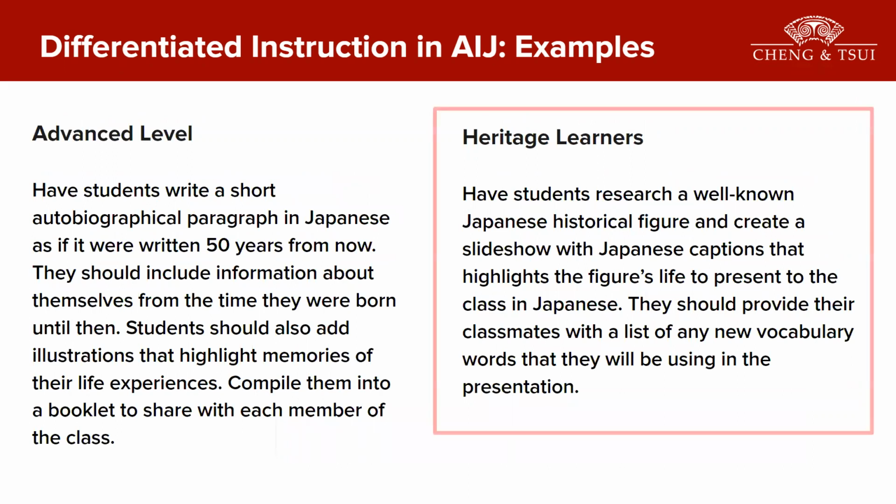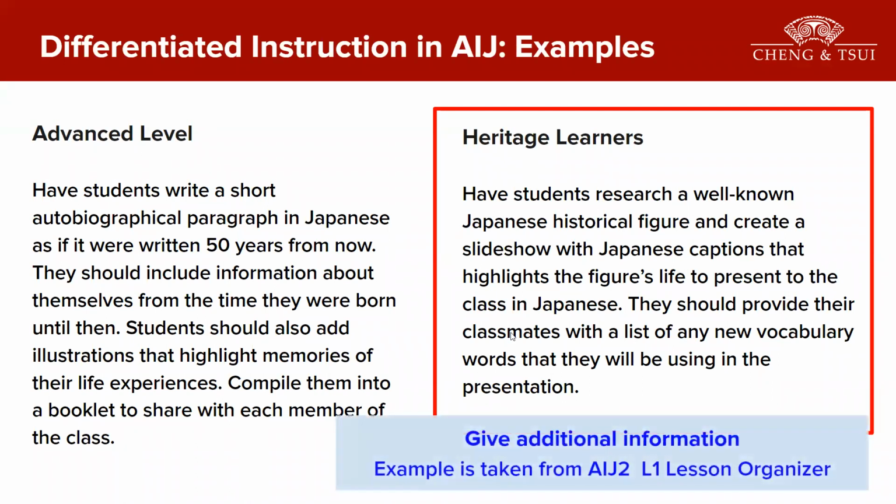In this example, heritage learners are asked to research and create a slideshow for a famous Japanese person and present new vocabulary to the classmates. These examples give additional information for heritage learners to expand their knowledge and skills. This example is taken from AIJ Level 2, Lesson 1, Lesson Organizer.